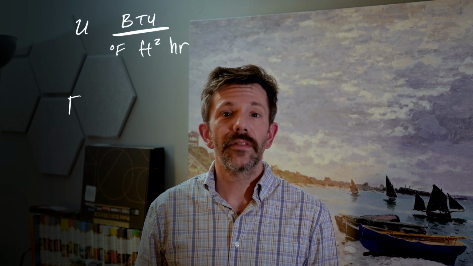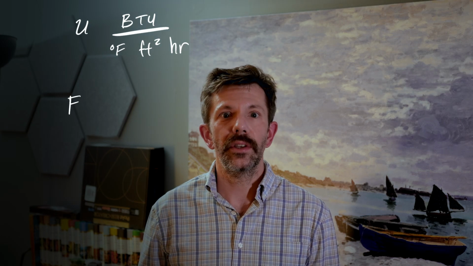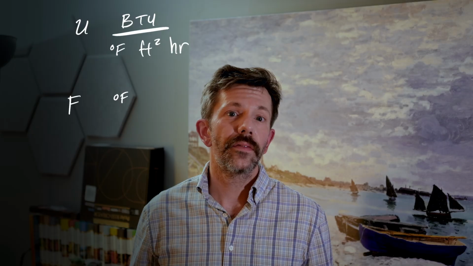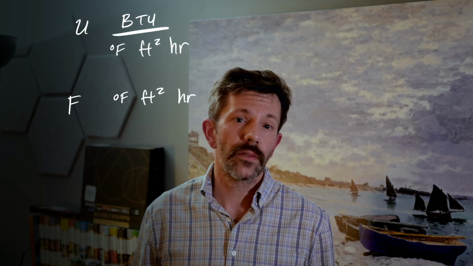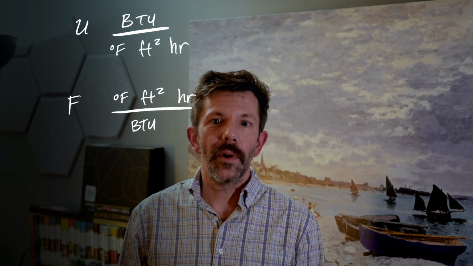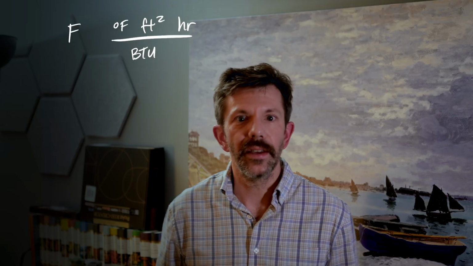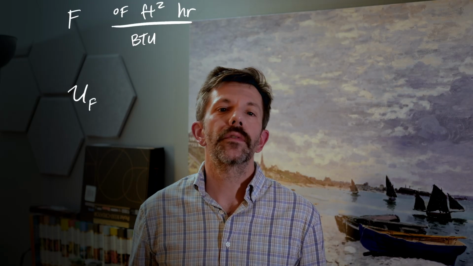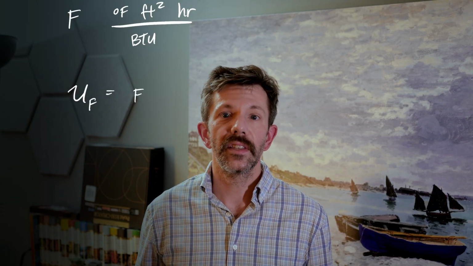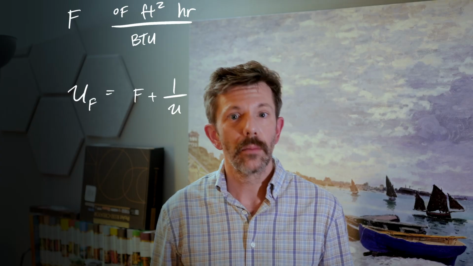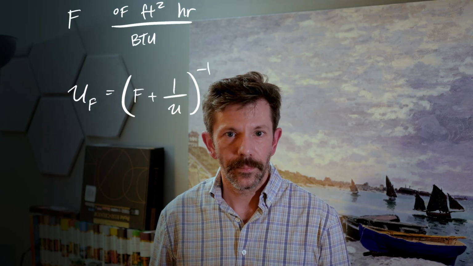When you apply a fouling factor, it's a derate of this value. The unit of measure for fouling factor is just the inverse of the heat transfer coefficient. So you have this derate, and it gets applied like this. Your corrected heat transfer coefficient, U sub F, is equal to your U value inverted, plus your fouling factor. Actually, it's the reciprocal of all that.